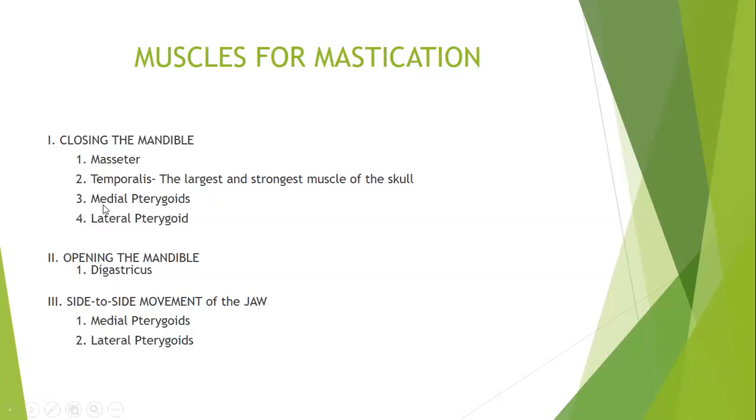And then we also have the pterygoids. There are two, the medial and the lateral pterygoids. Then we have the opening of the mandible, which is represented by the digastricus muscle. And for the side-to-side movement of the jaw, we have the pterygoids, or pterygoideus.